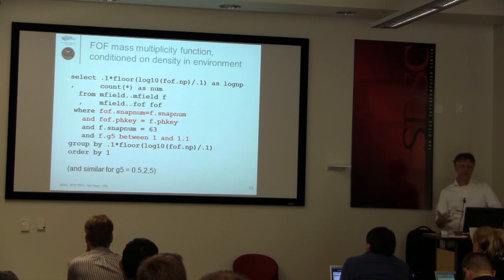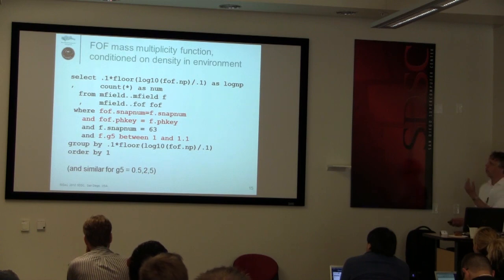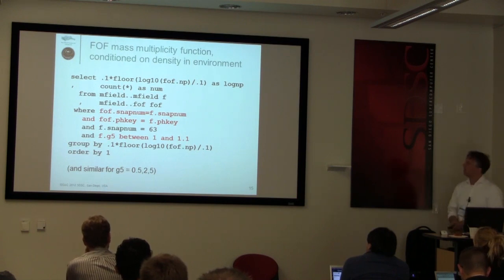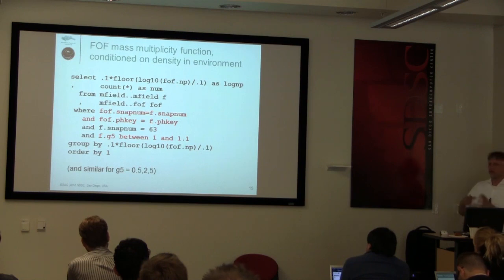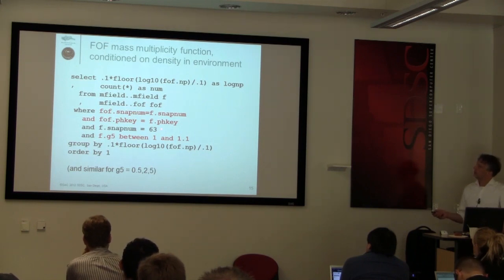But now you can also start doing this kind of environment questions. Now, what I would like to say is I want to know something about friends-of-friends, the masses of friends-of-friends clusters in areas defined by G5, so the density field smoothed at 5 megaparsec. And I want to see what's the influence of the environment on my mass multiplicity function of the friends-of-friends groups. So I've got my field here, and I've got my friends-of-friends group here.